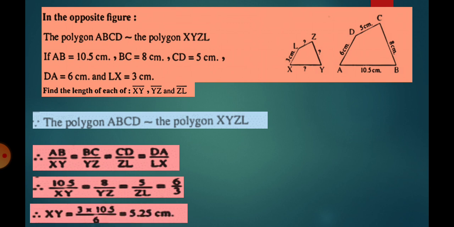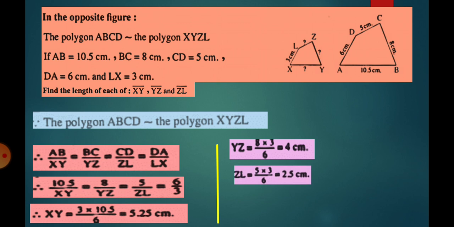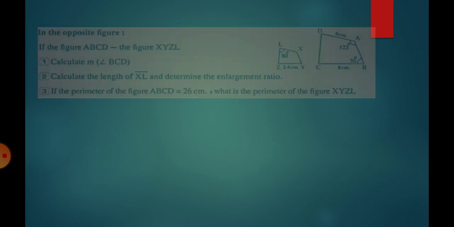Then we can write XY equals 3 times 10.5 over 6 equals 5.25. And YZ equals 8 times 3 over 6 equals 4 centimeters. ZL equals 5 times 3 over 6 equals 2.5 centimeters. If the two polygons are similar, we write the proportion of the corresponding sides in the order AB over XY equals BC over YZ equals CD over ZL equals DA over LX, and substitute the lengths of the values.